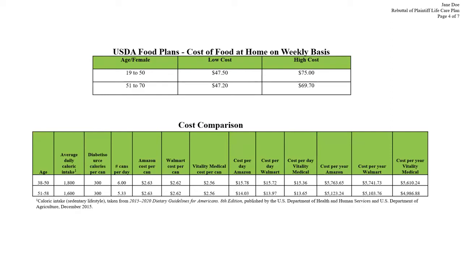That top graph shows what the USDA says the costs are of food at home on a weekly basis. Again, we got that from the U.S. Department of Health and Human Services and the U.S. Department of Agriculture. So this is an example of an offset. So the monthly costs for a female 19 to 50, a low of $47.50 to a high of $75. So again, you are showing that this is a common cost that's ubiquitous to everyone. Everyone's got to eat, and so that can be subtracted off from the plaintiff life care plan. So now we'll go to the next slide.